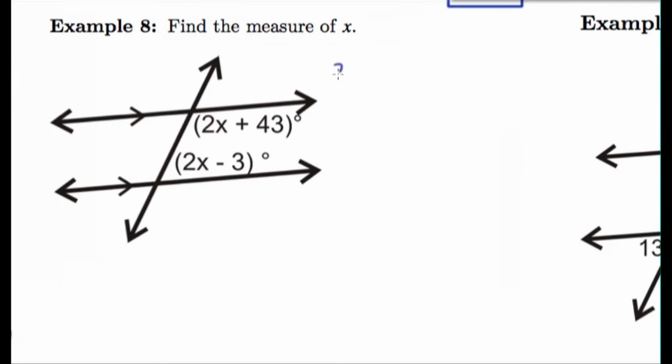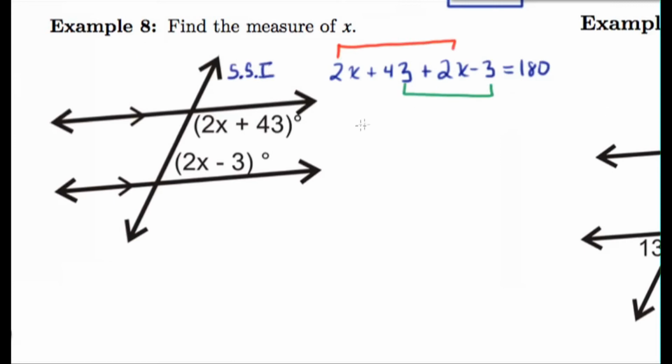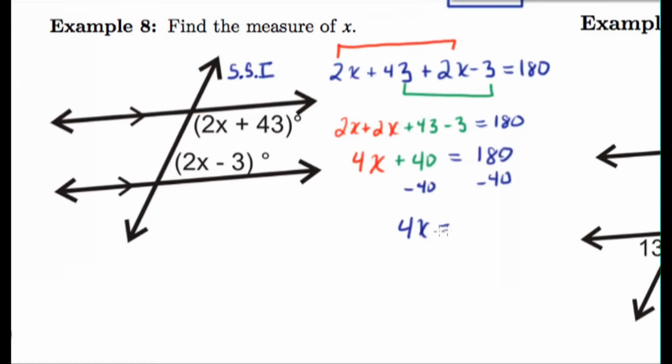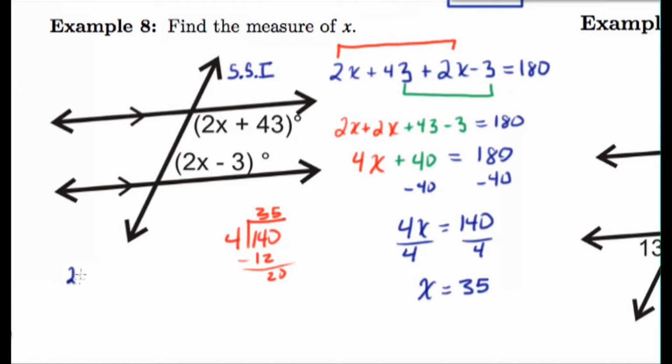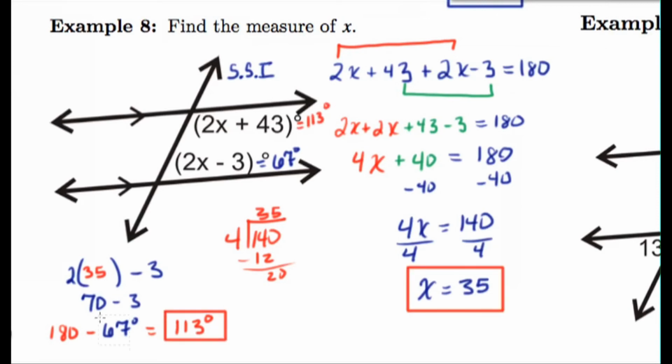Example 8, find the measure of x. Well, these two expressions are on the same side interior, so therefore they are supplementary. So I add the expressions together and solve it for 180. So I can add my like terms. Solve for x. x equals 35. I can then substitute that into the expression, and I get 67 degrees. And then if I subtract that from 180, I get 113 as the pair. Next example.